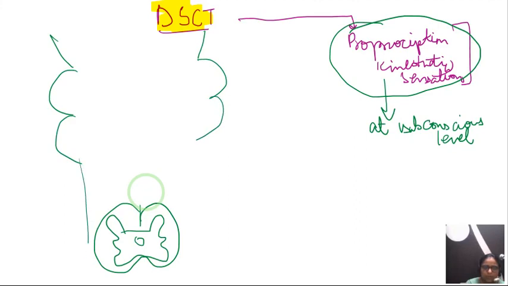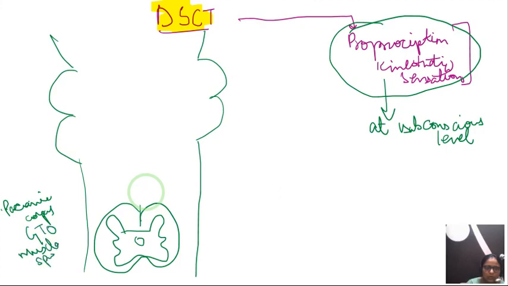I cleared your terminologies because we want it here. See, I told you the receptors are your Pacinian corpuscles, your Golgi tendon organ, your muscle spindle. Fine. And these are taking the sensation of your proprioception and your kinesthetic sensations to your dorsal root ganglion.